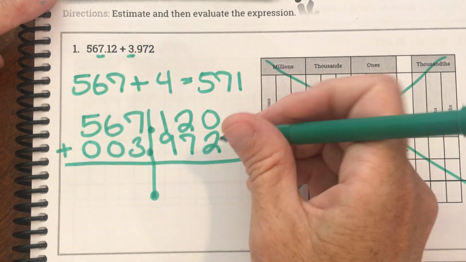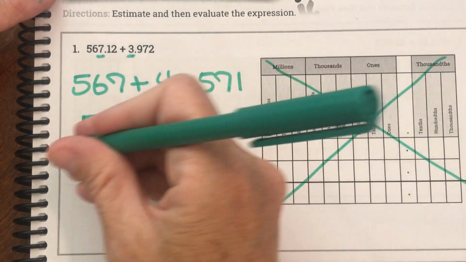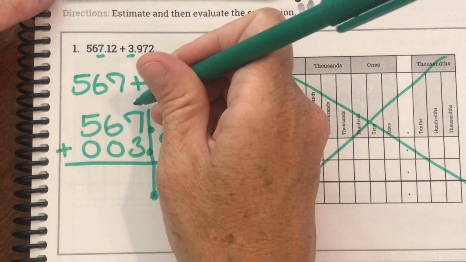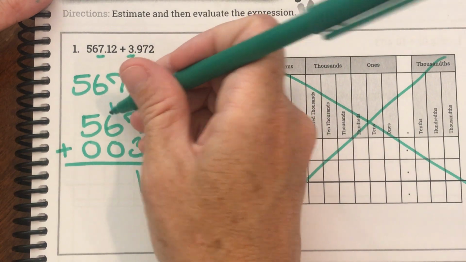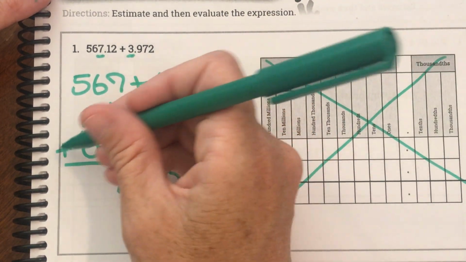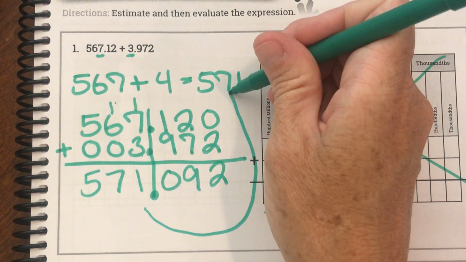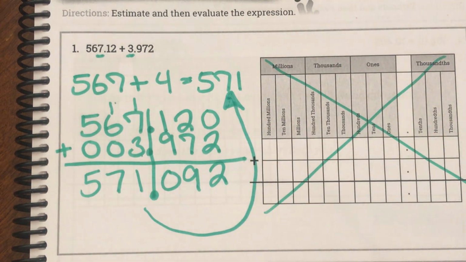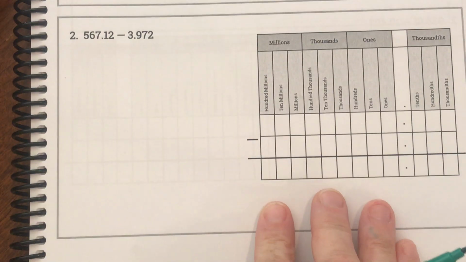So 0 plus 2 is 2, 2 plus 7 is 9, 1 plus 9 is 10, 7 plus 3 is 10, plus 1 is 11. 6 plus 0 is 6, plus 1 is 7, and 5 plus 0 is 5. So we got for our answer 571 and 92 thousandths, which is very close to our estimate, which tells us we were probably correct. Okay, let's check our next one together.